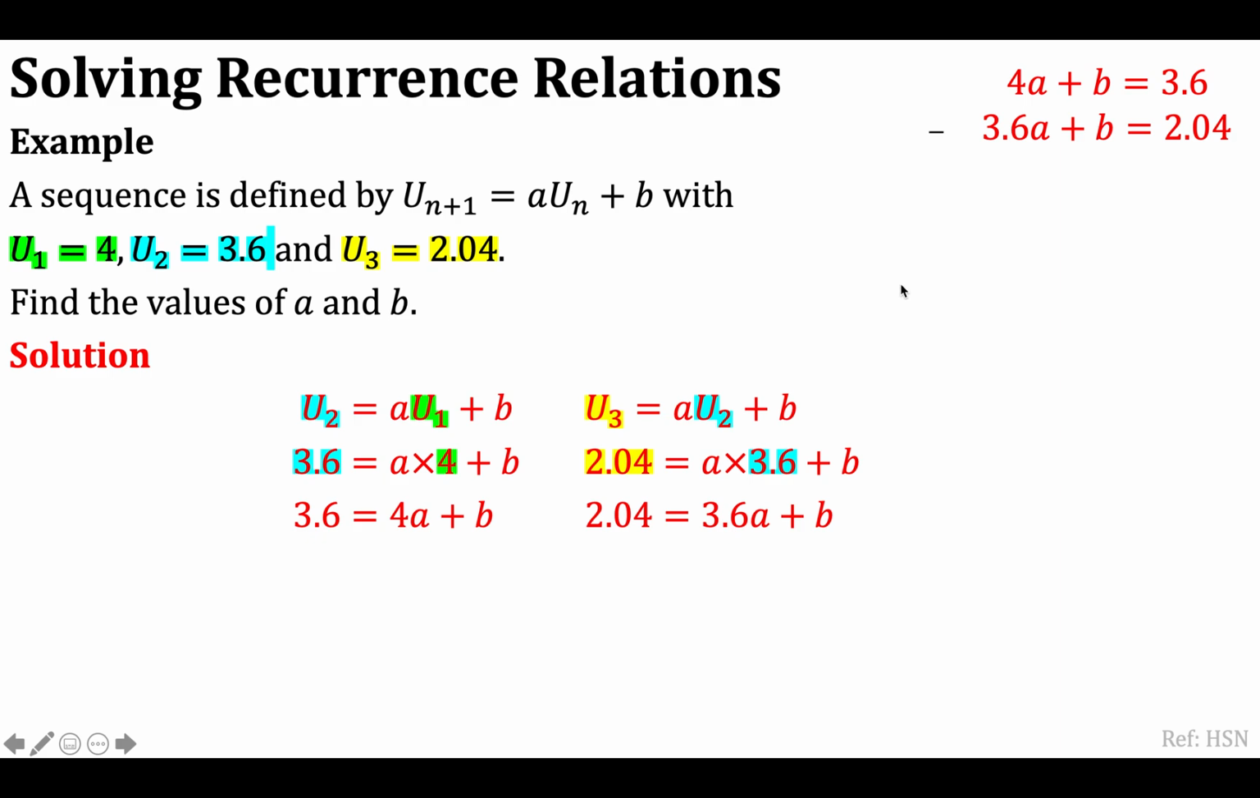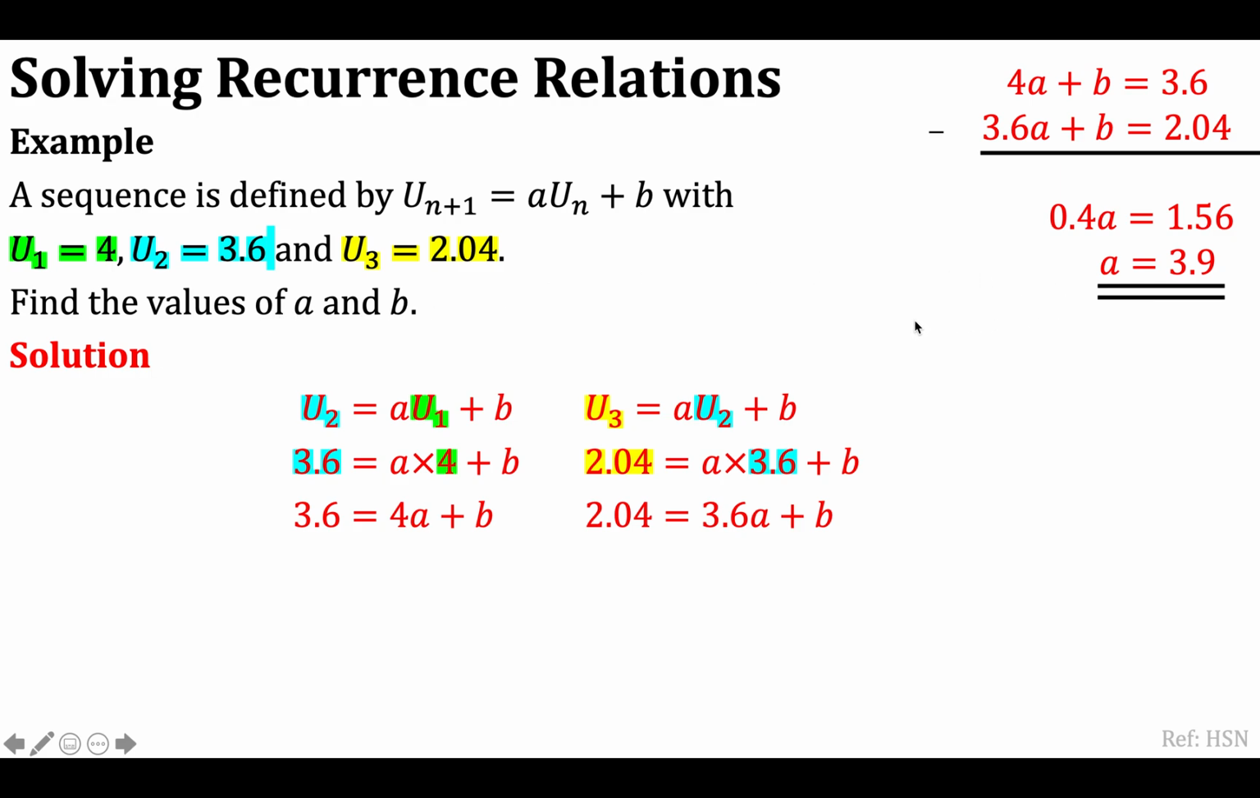Now I'm looking to eliminate one of my variables, either a or b, and I can see here that b is the easiest to eliminate. If I subtract the second equation from the first, then I will get 0b, so that's really useful here. That will give me 0.4a plus 0b, so just 0.4a, is equal to 1.56, and dividing throughout by 0.4 gives me that a is equal to 3.9. So that's half my answer. I have to find the values of a and b, so I've got half of that, I've got a.